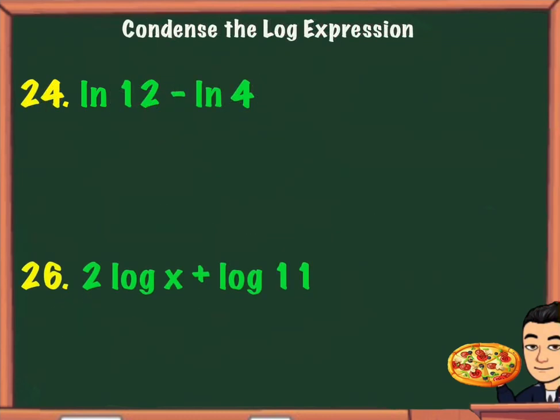So starting from number 24, we're going to be condensing the log expressions. So we have the subtraction, which means that if you apply the quotient property, this is going to equal natural log of 12 divided by 4, and this is going to equal natural log of 3.